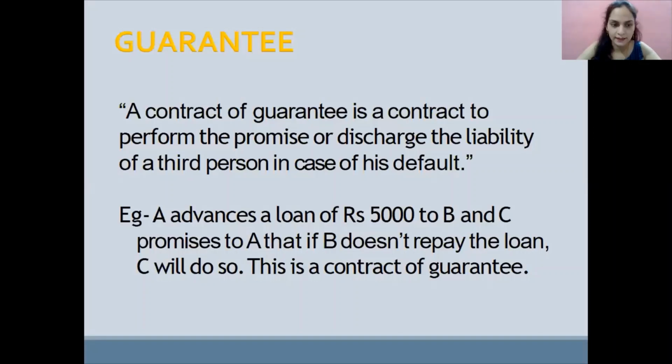Let's have a look at the example. A advances a loan of rupees 5,000 to B, and C promises to A that if B doesn't repay the loan, C will do so. This is a contract of guarantee. A has given a loan to B of rupees 5,000, for which C has assured A that if B is unable to make the repayment of the loan, that amount will be paid by C. So, thus, this is a contract of guarantee.